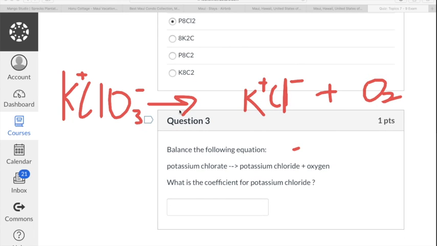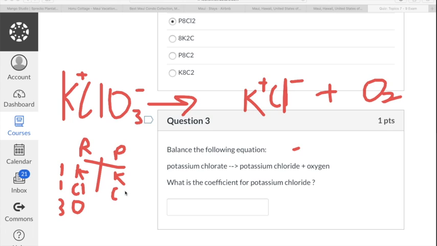So we have 1 potassium. We can make our little chart right here. Why not? Here are my reactants. Here are my products. So here I have 1 potassium, 1 chlorine, and 3 oxygens. And then on the other side, I have potassium, chlorine, and 2 oxygen. So that's going to be our problem right there, the 2 and the 3. And of course, the common denominator on that is going to be 6.